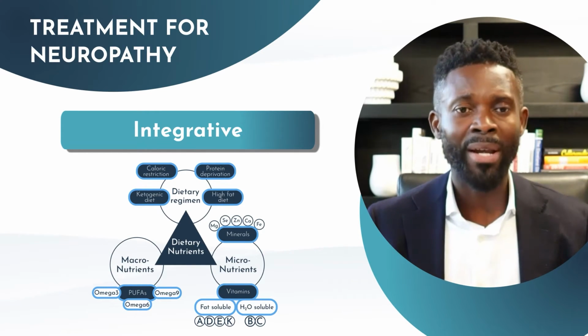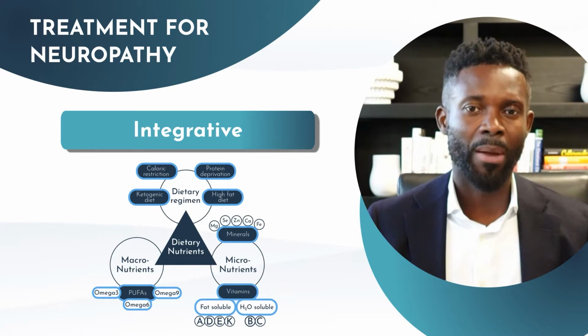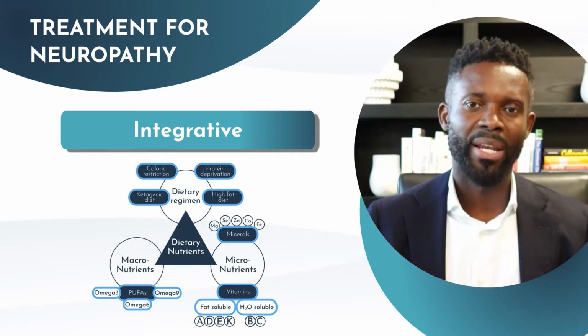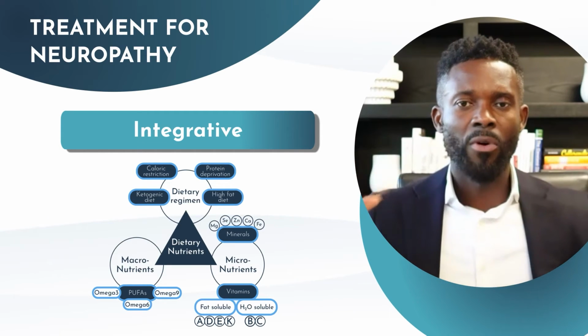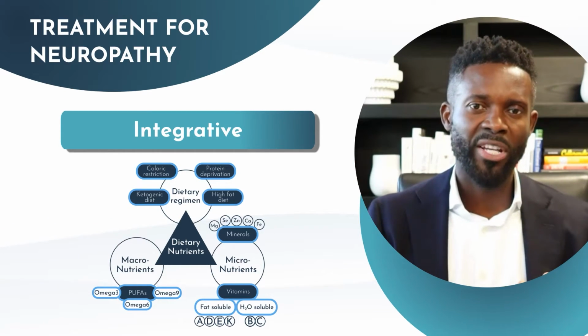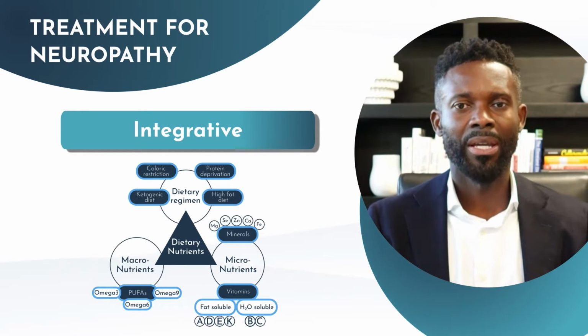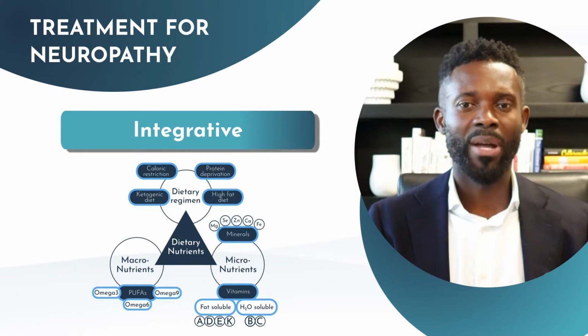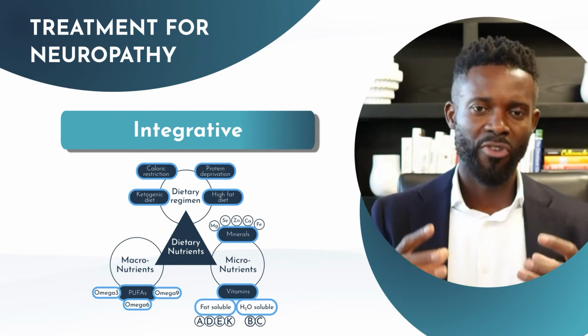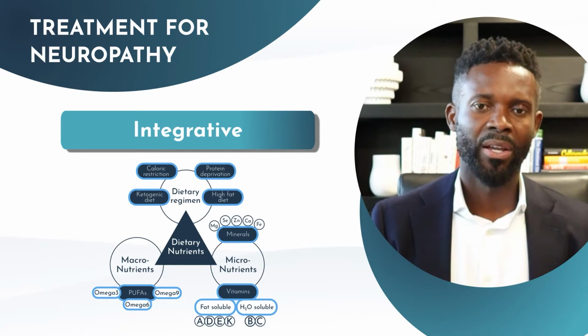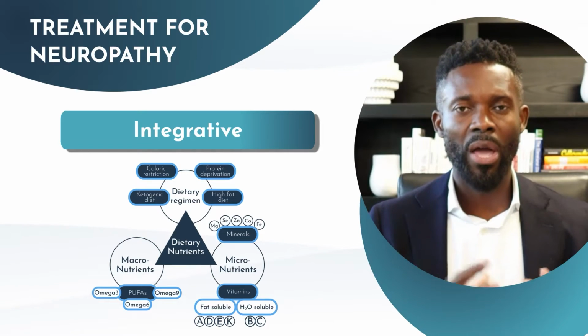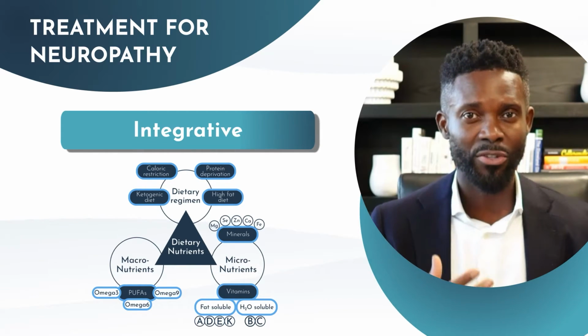So one, I like this diagram here, which talks about dietary nutrients. We can look at dietary nutrients. This falls in a dietary regimen, and we can talk about ketogenic diet briefly, caloric restriction, protein deprivation, and high fiber diet. We can also talk about macronutrients. These are your omega-3s, omega-6, omega-9. This can all help with neuropathic pain, and we have a lot of science to support that.